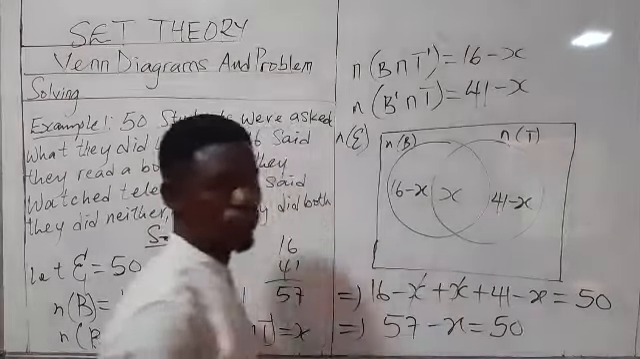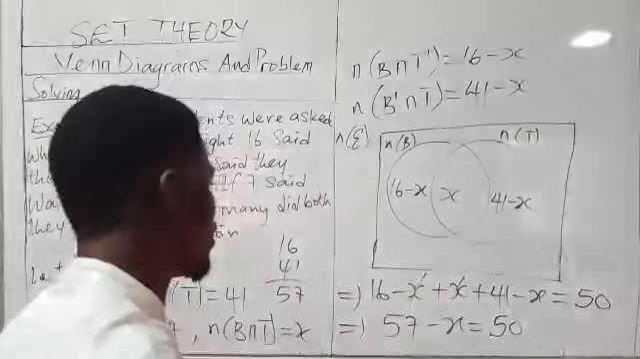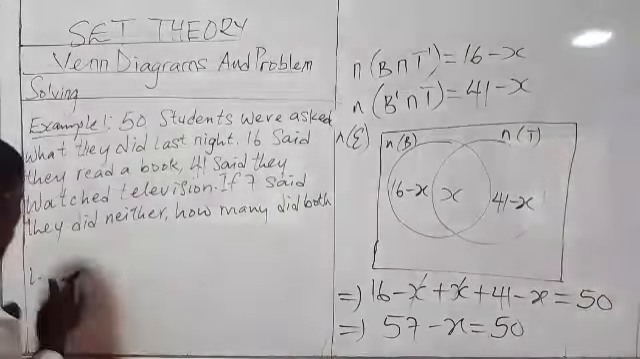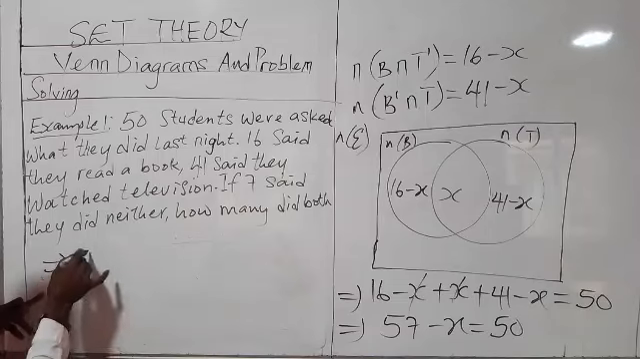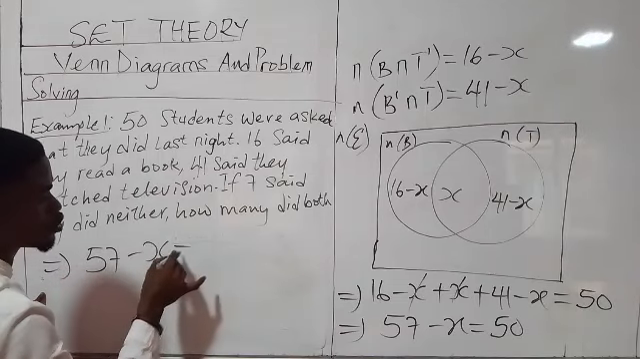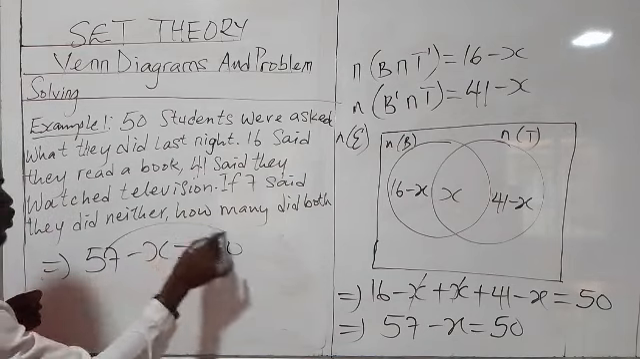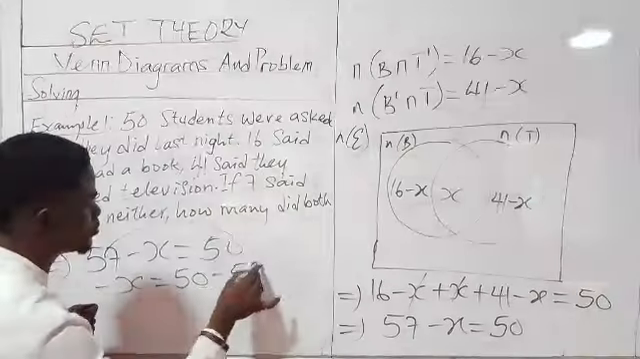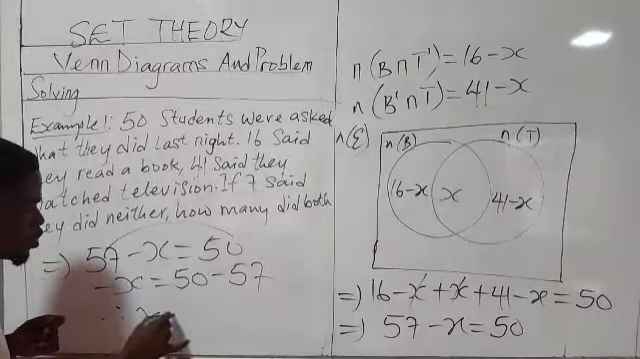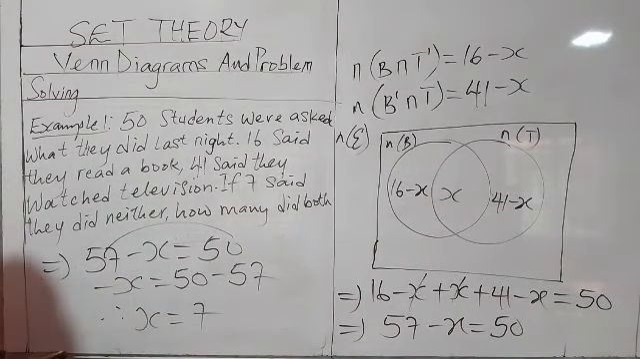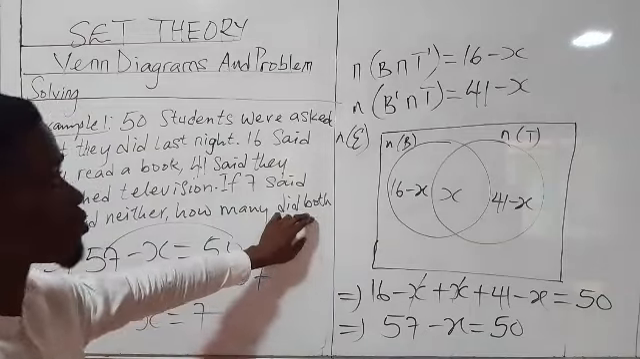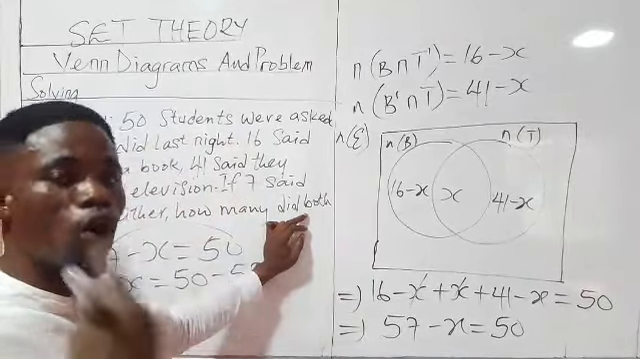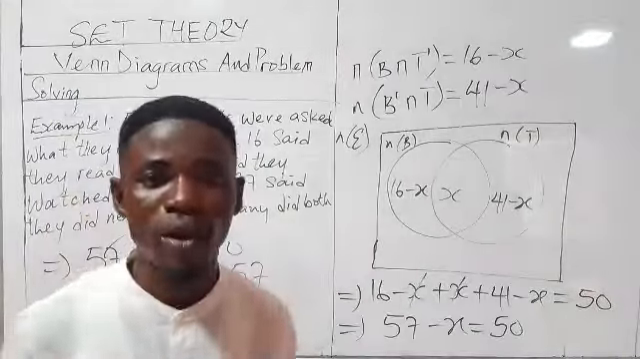Equals 50. Now, how do we obtain the number of the students who did both events? So we are going to have 57 minus X equals 50. When you bring this one to that side, you are going to have minus X equals 50 minus 57. Okay? Therefore, your X is what? It's 7. So that is the number of the students who did both events, who read the books and who also watched the television. Thank you. Watch out for example 2.